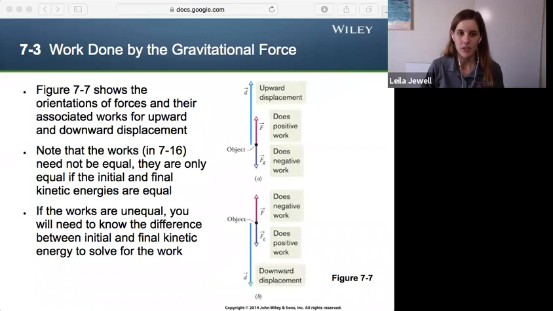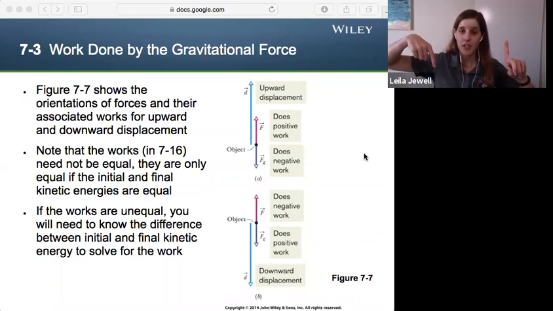All right, so here's a few examples showing the applied force and the force of gravity, right? And so in every case, whether the object is being moved upward or lowered, so the upward displacement on the top and downward displacement on the bottom, we see that if the forces are in the same direction, that force is doing positive work. If the force is acting opposite the displacement, that force is doing negative work. And so which one's doing positive work will depend on if you're moving up or if you're moving down.